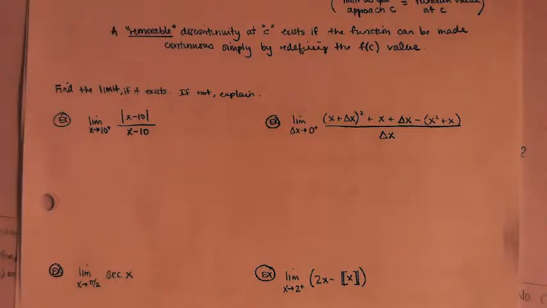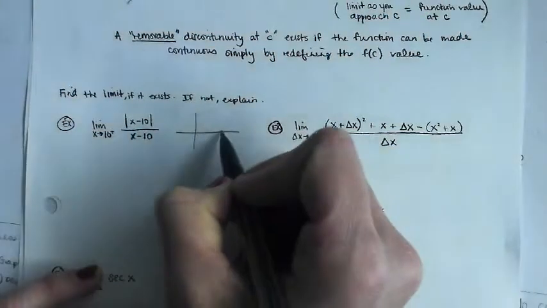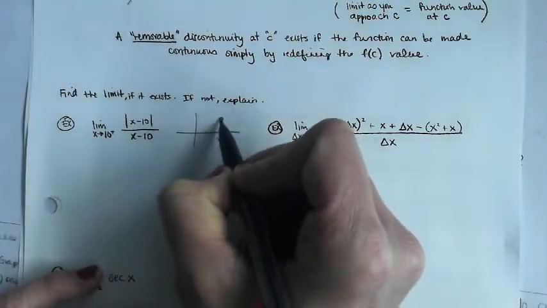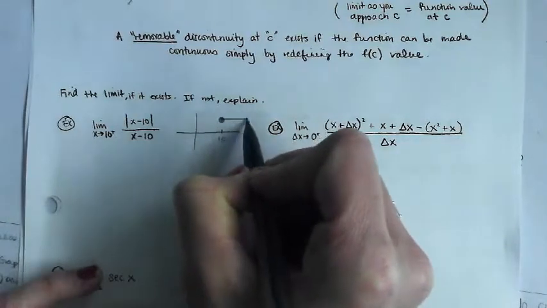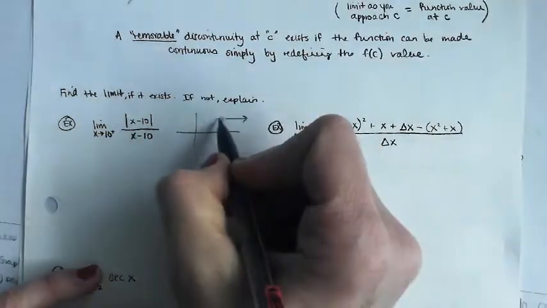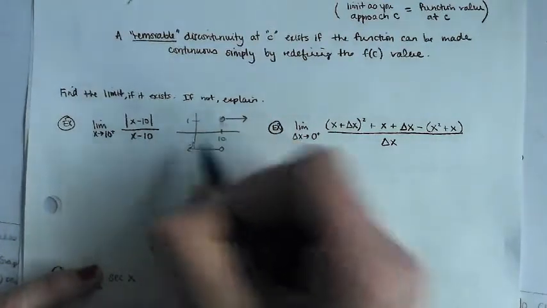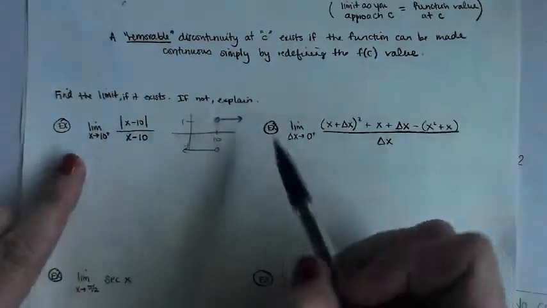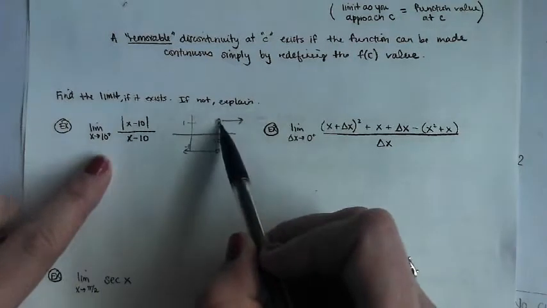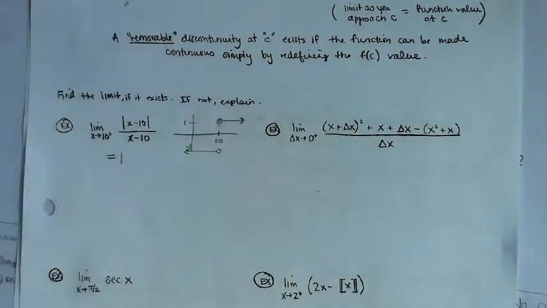The jump function parent graph. So the jump function shifted 10 units to the right: if that's 10, we have an open circle going that way at 1, and then going that way at -1. So the limit of this function as x approaches 10 from the right is 1.